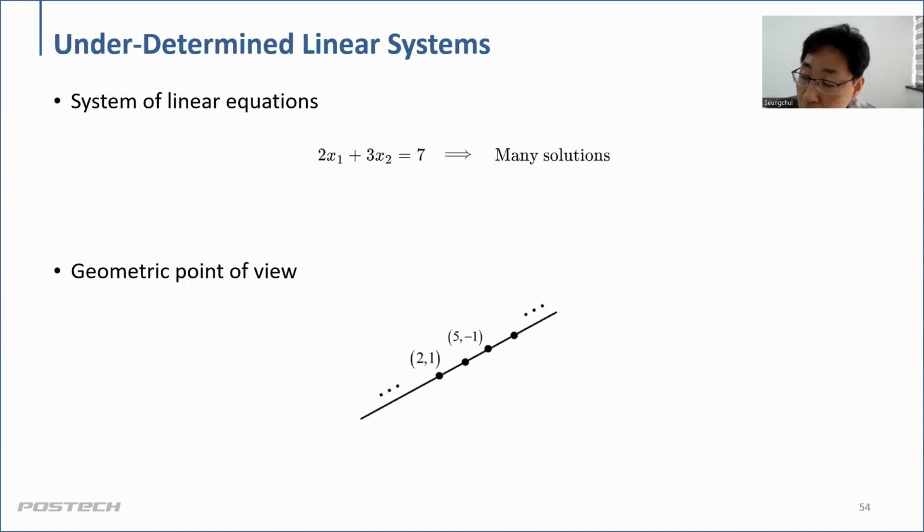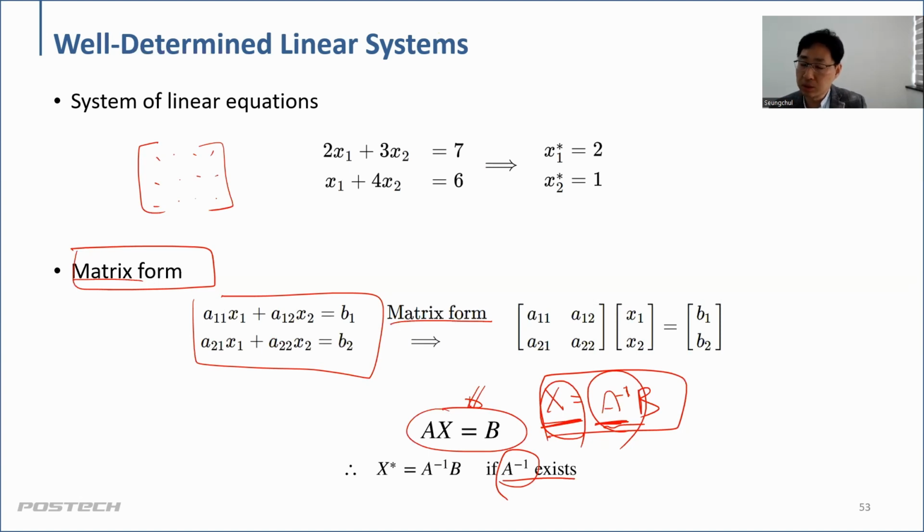So let's move on to the next category, underdetermined linear systems. In the well-determined case, what I mean by that is the number of constraints and the number of unknowns are the same. So whenever you build up the matrix form from a well-determined linear system, you're going to see a matrix which is square, right? The dimensions of these two are the same, in the square matrix.